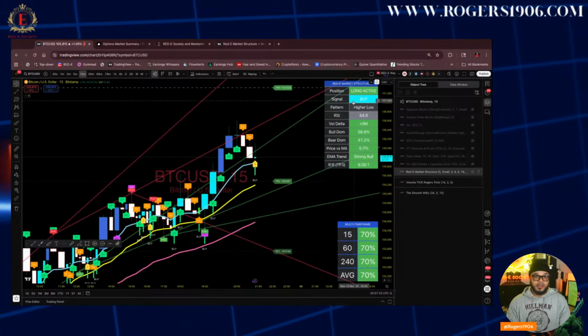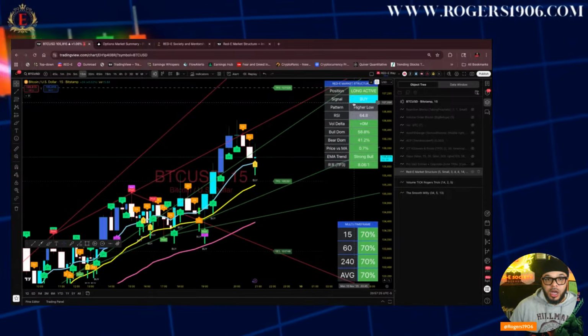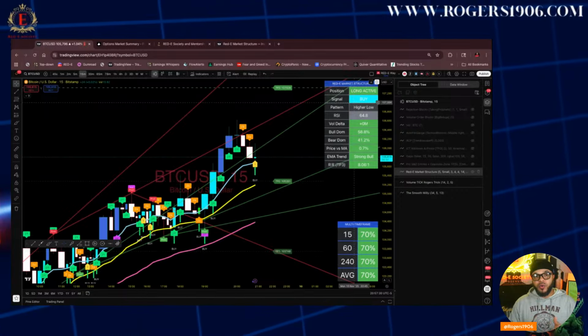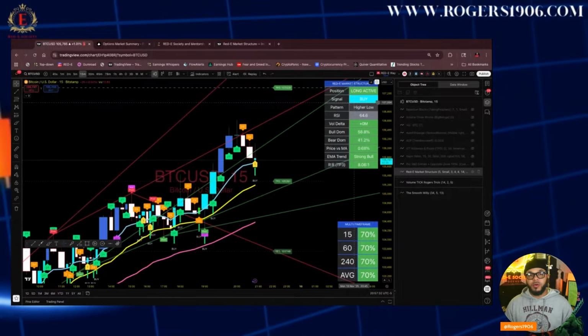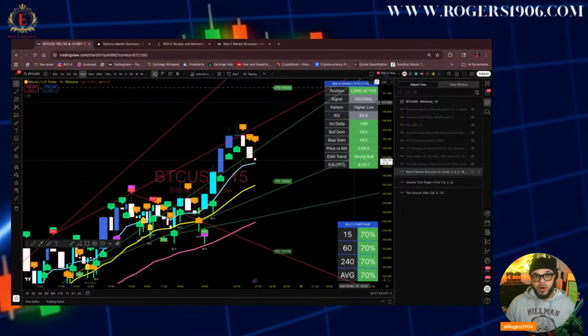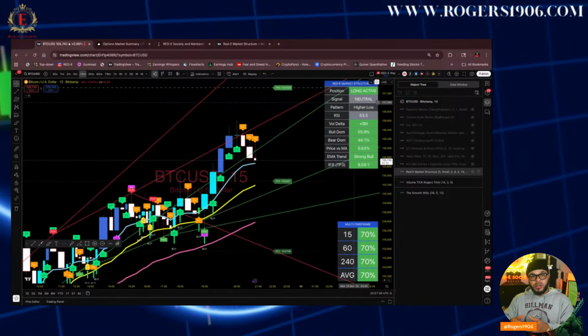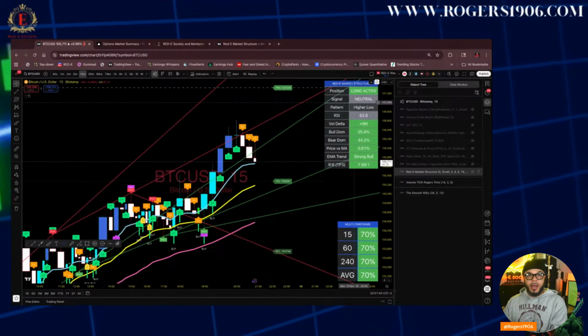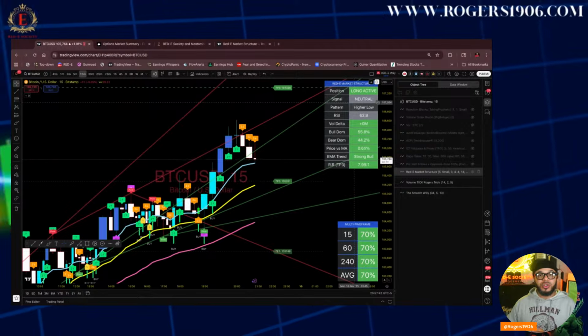Now, as you see, it just flipped baby blue. Now, baby blue is actually a buy candle. We'll have green that will come before the baby blue, which will be like a weak buy. All right. So it goes white, green, which is weak buy, baby blue, buy, royal blue, strong buy.